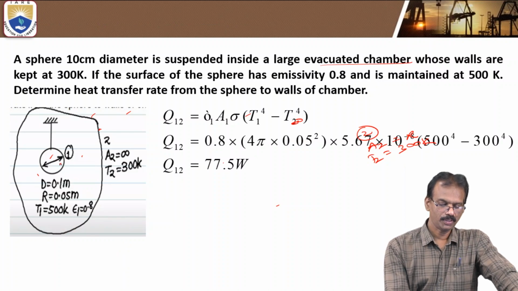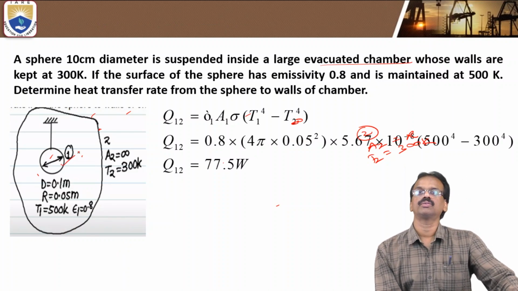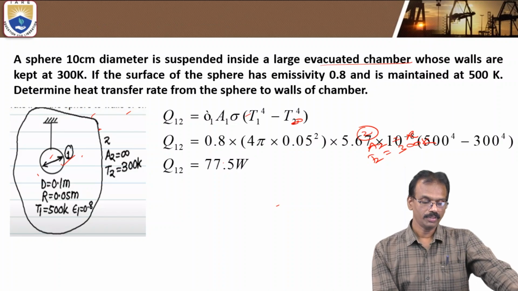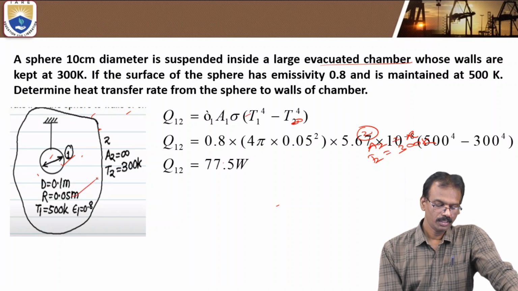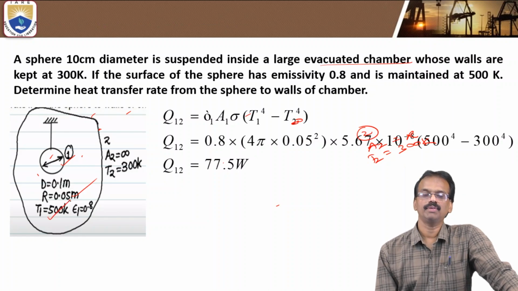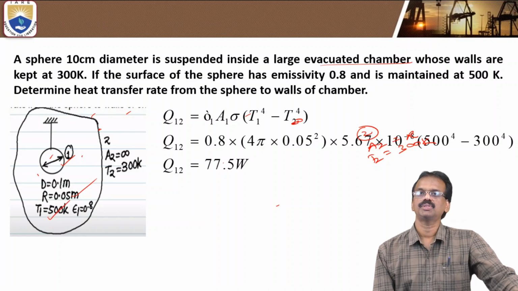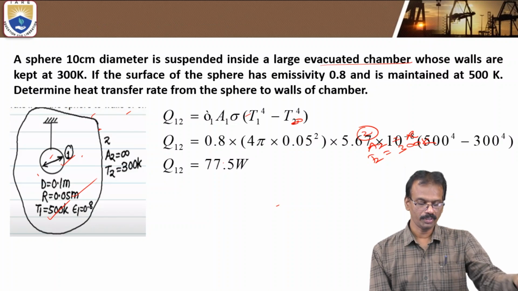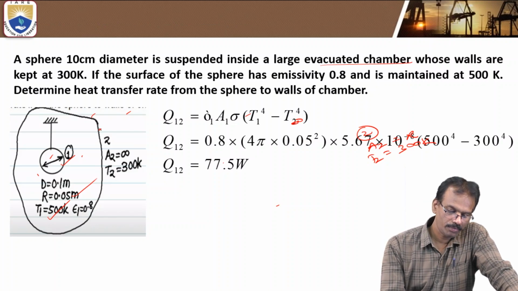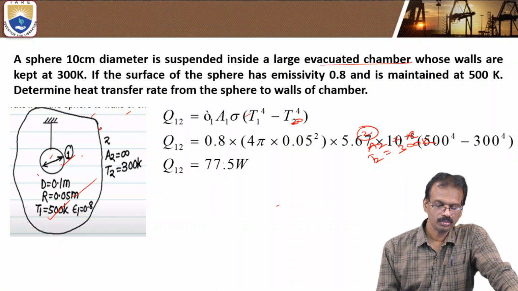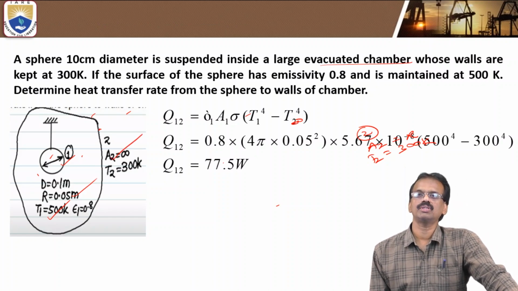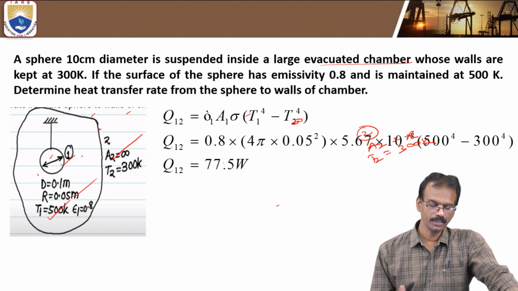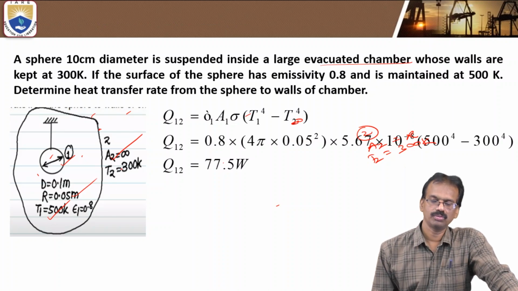So the diameter of this small body is 0.1 meter, converted into meters. Radius is also 0.05. Temperature is 500 Kelvin, and the emissivity epsilon of this small body is equal to 0.8. Then this is surface 2. It means a big enclosure. Because this is a big enclosure, you can consider the area as infinity. Temperature T2 is equal to 300 Kelvin.